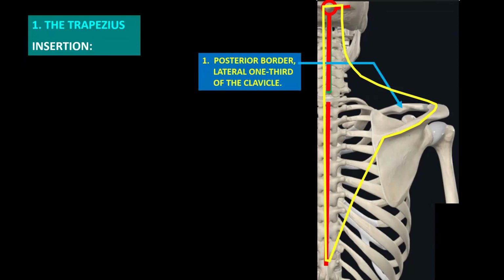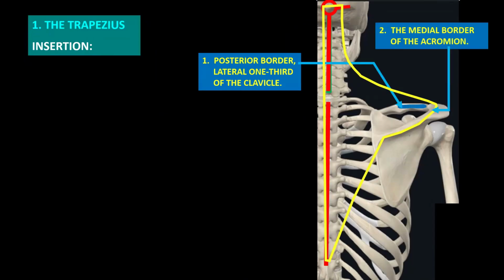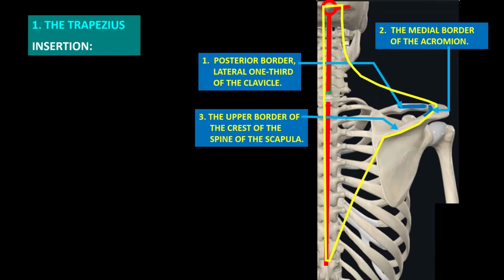Insertion. 1. Posterior border, lateral 1/3 of the clavicle. 2. The medial border of the acromion. 3. The upper border of the crest of the spine of the scapula. Let's insert the muscle.